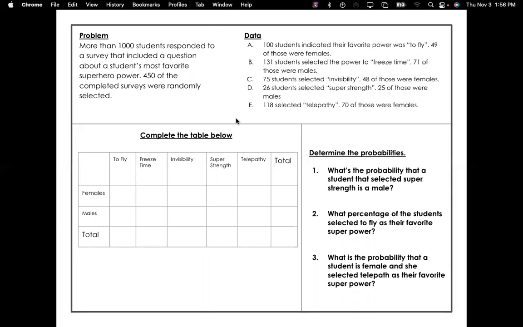So let's go ahead and talk. I had 100 students indicate their favorite power was to fly. 49 were female. How many males were there? 51. Quick math. All right, 131 want the power to freeze. 71 were males. How many females? 60. 75 students chose invisible, and 48 were female. Super strength, there's 26, and 25 are male.